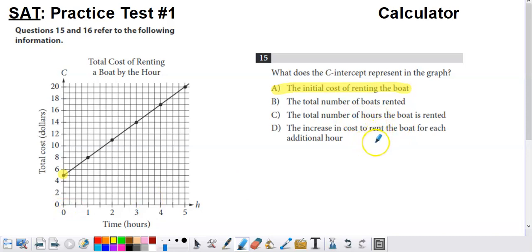The increase in cost to rent the boat for each additional hour, now that's maybe the one that is a little bit tempting to pick. This is the other big idea from slope-intercept form. In this case, we're asked to deal with the y-intercept or the c-intercept. The increase in cost or the rate of change of cost is going to be the slope. So if I did a rise of 1, 2, 3 and a run of 1, that would give me a slope of 3. So every time you rent the boat for an additional hour, it costs you an extra $3. That would not be the c-intercept, that would be slope, which would be an alternate version of something they could ask you with a situation like this.